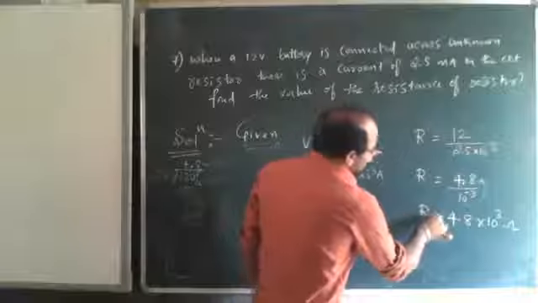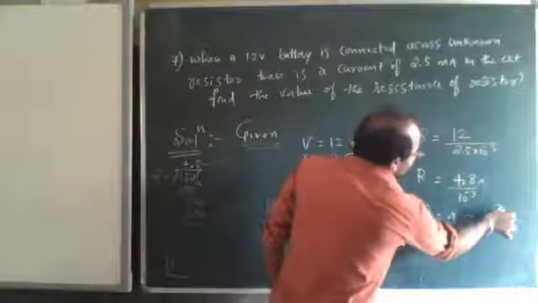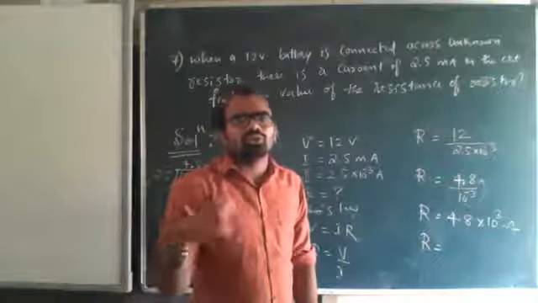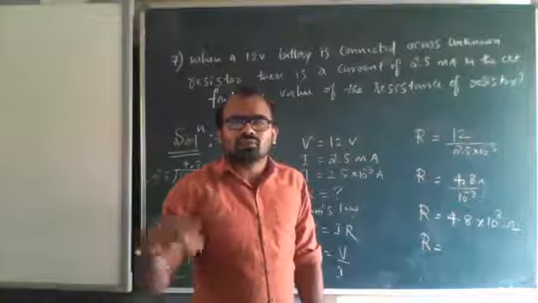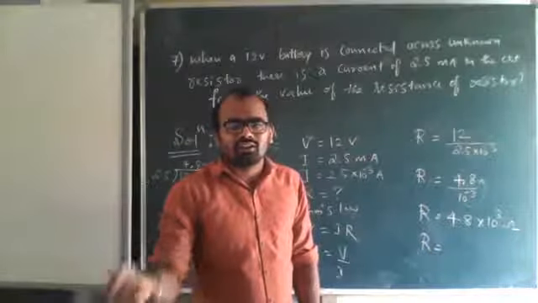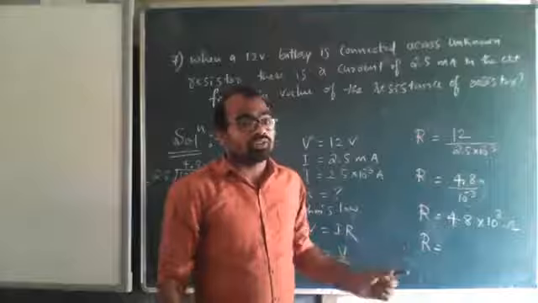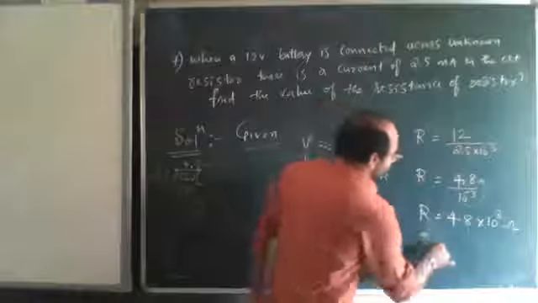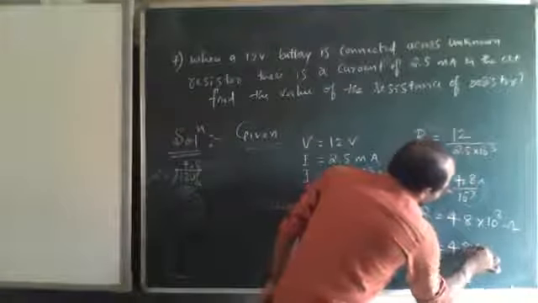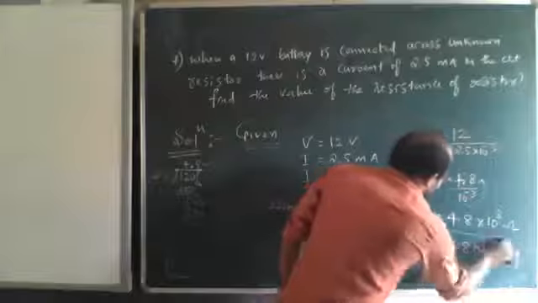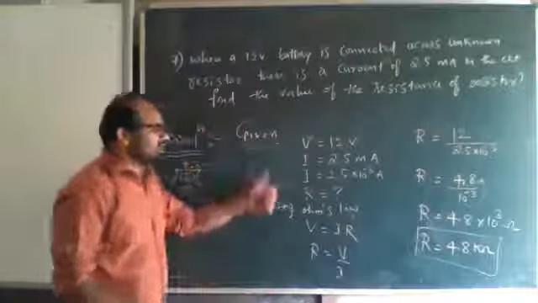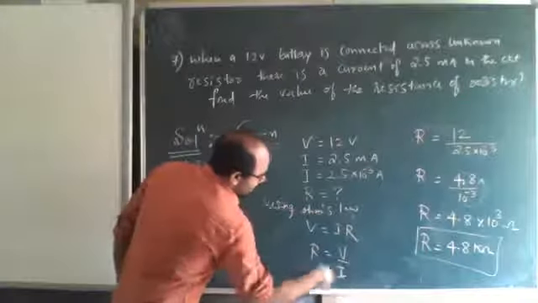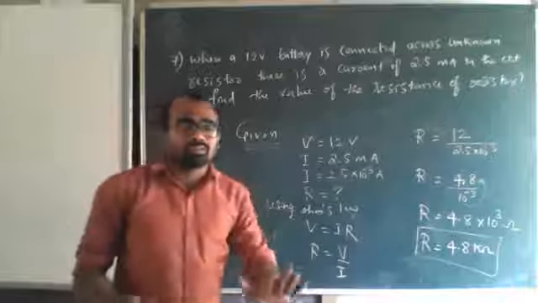Finally, you can leave it here, or since 10 to the power 3 means 1000, we can call it kilo. 10 into 10 into 10: 10 tens are 100, 100 tens is 1000. 1000 we call K, kilo. So R equal to 4.8 kilo ohm. This is our final answer, or you can leave it as it is. It is a very easy question. R is equal to V by I. This is the formula. You have to remember 4 formulas till this moment.